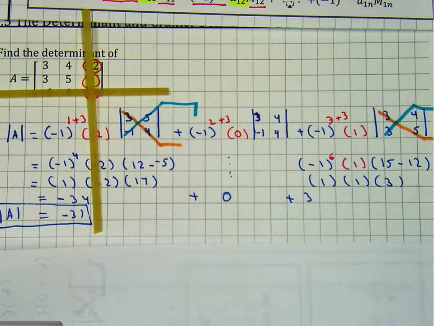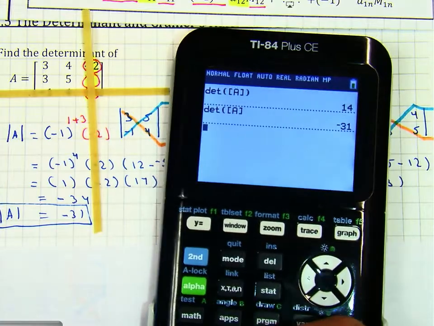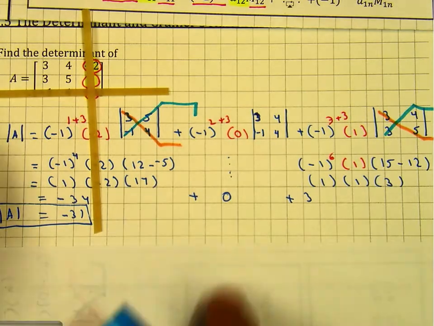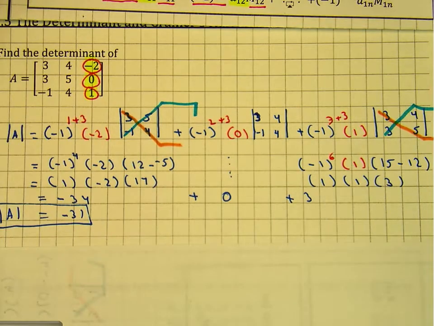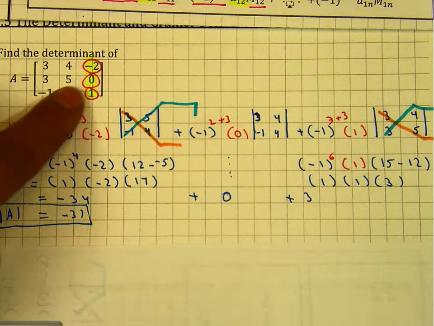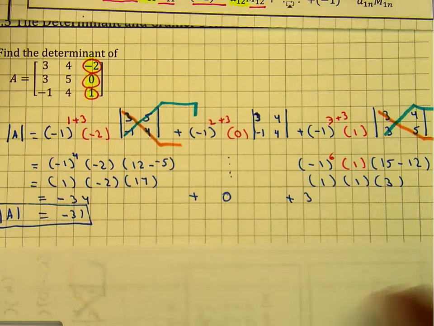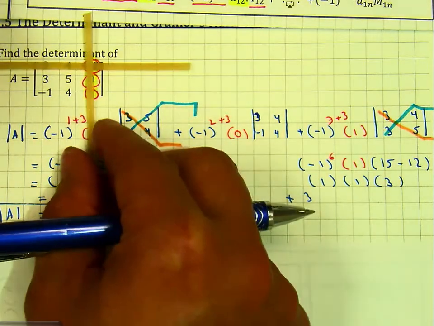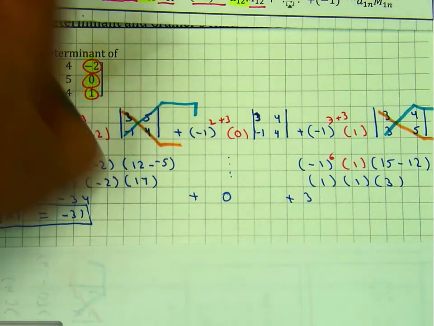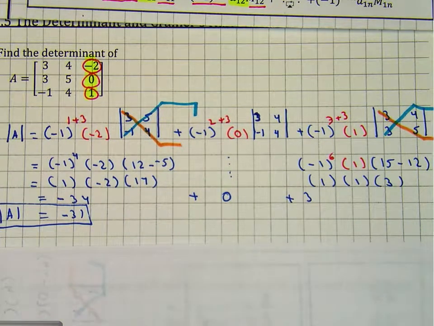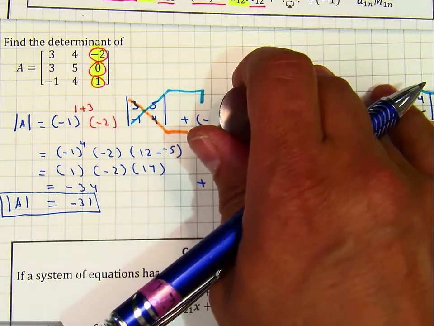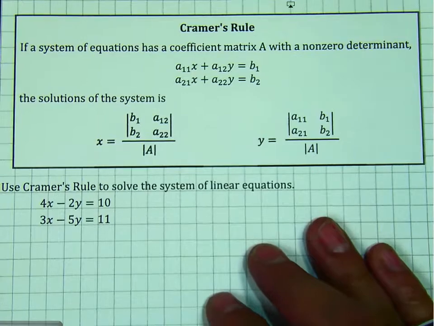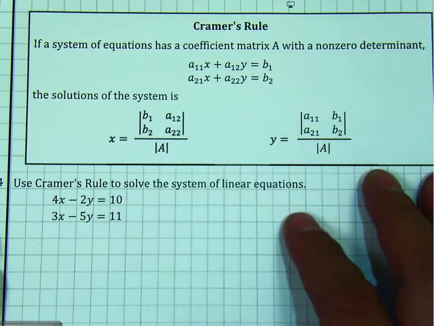And according to the calculator, that is the correct answer. So just be careful. This is very detail oriented, so make sure that you keep track of your signs. If you highlight, circle, you can use spaghetti bars to be able to work through the process. It makes it a little bit easier. Now, why do we use determinant? Determinant is going to give us another way to be able to solve systems of equations.